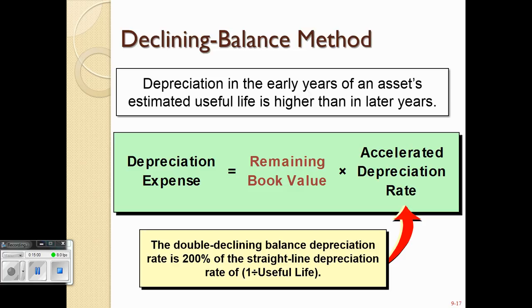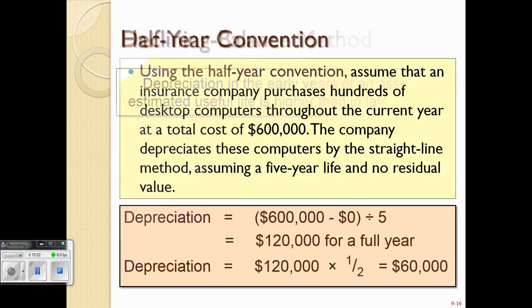Okay. And so one quick note about half-year convention. If you worked this out, you're going to end up depreciating it over 6 calendar years because you're only going to get half the depreciation in that first year. Then you're going to depreciate it for 4 full years. So we depreciated 120 for 4 full years.